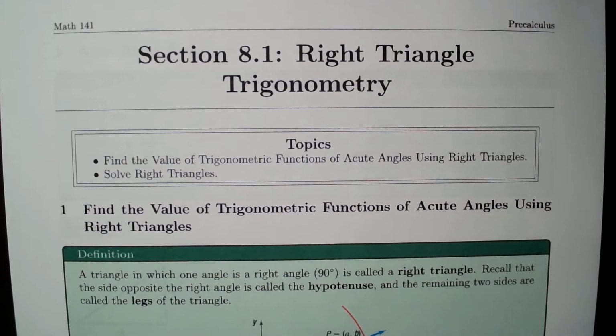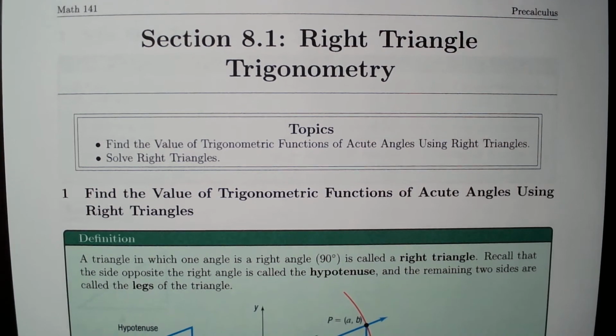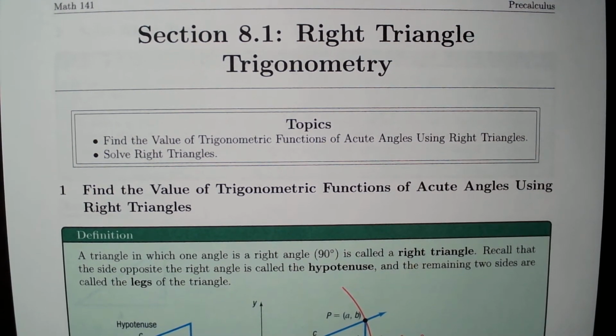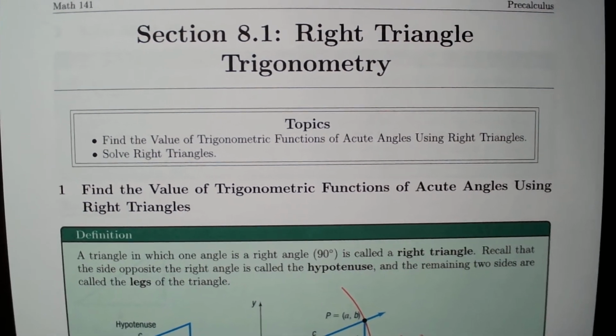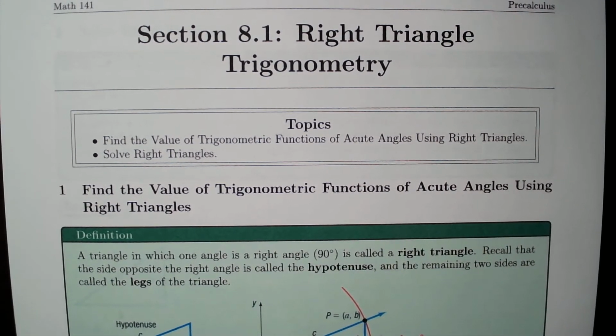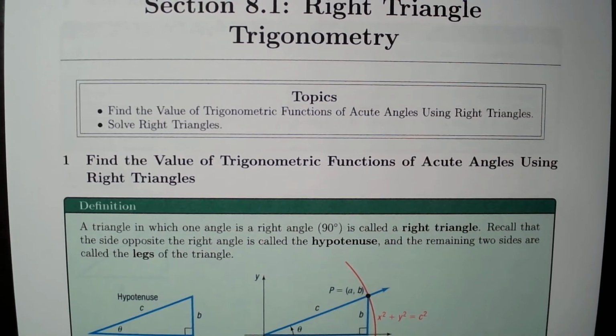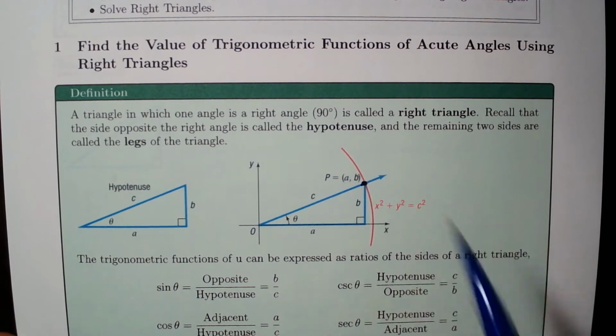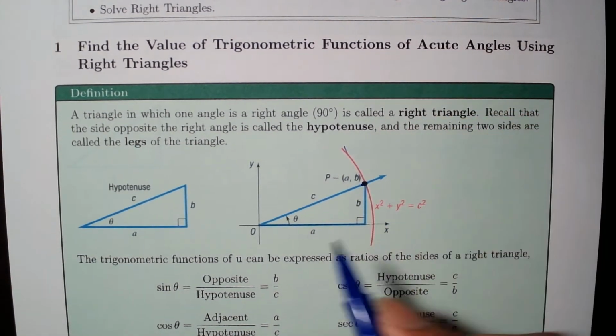Alright, so in this video we go over briefly section 8.1, right triangle trigonometry. So far we have looked at trigonometric functions as values that lie on a circle of radius r, in which the x-coordinate represents the cosine function and the y-coordinate represents the sine function. Now we're going to use that same type of thinking, but here is what we used to have: the point on a circle of radius r.